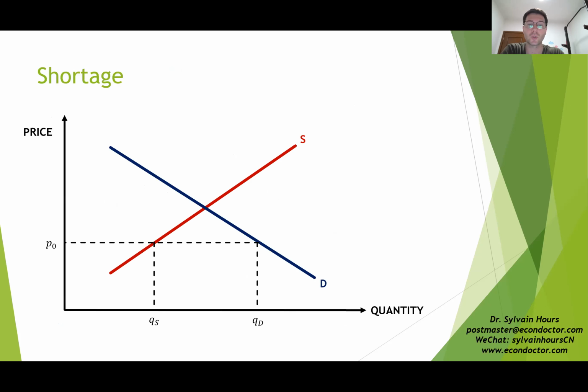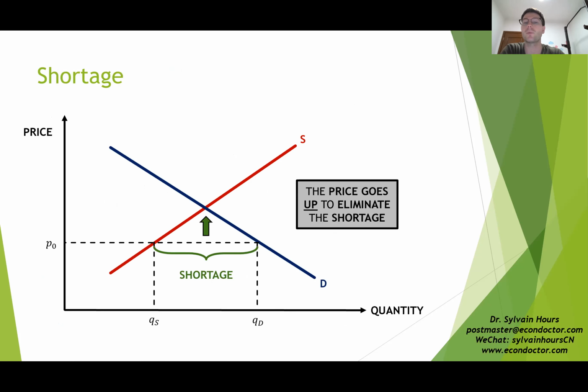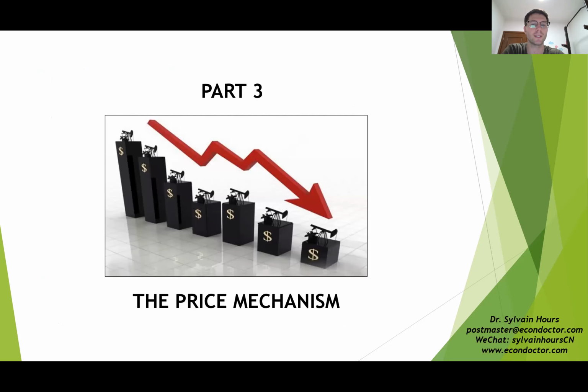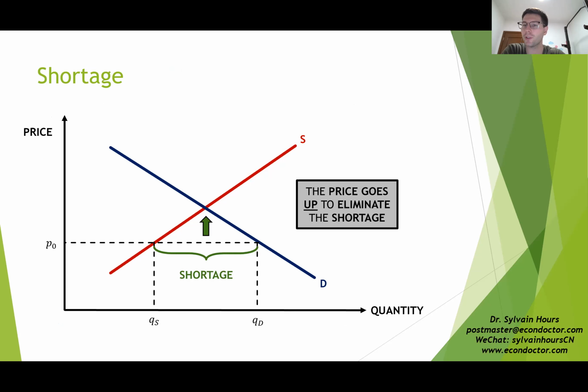This is the case of a shortage. The price is too low and the price will go up to eliminate that shortage until the market price reaches its equilibrium position. Should not be too complicated. So far, so good. Any questions up to now? Or are we ready to move on?